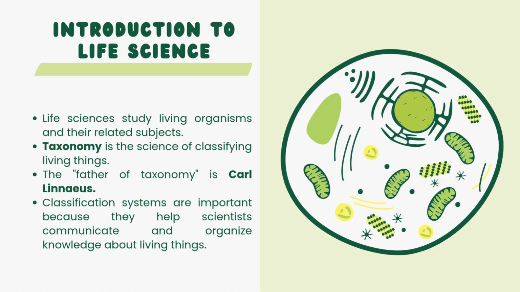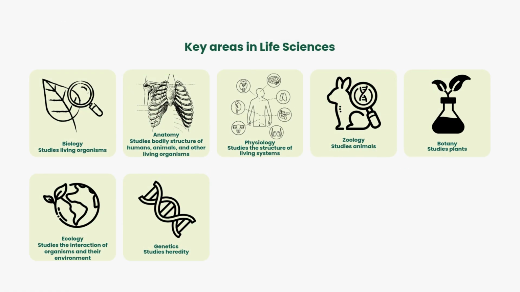Taxonomy is a crucial concept here. It's the science of classifying living things. And the father of taxonomy is Carl Linnaeus. These classification systems are super important because they help scientists communicate and organize all their knowledge about living things efficiently.